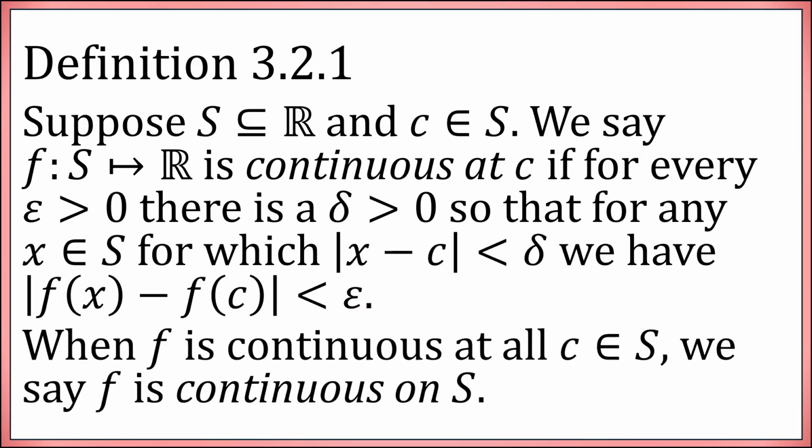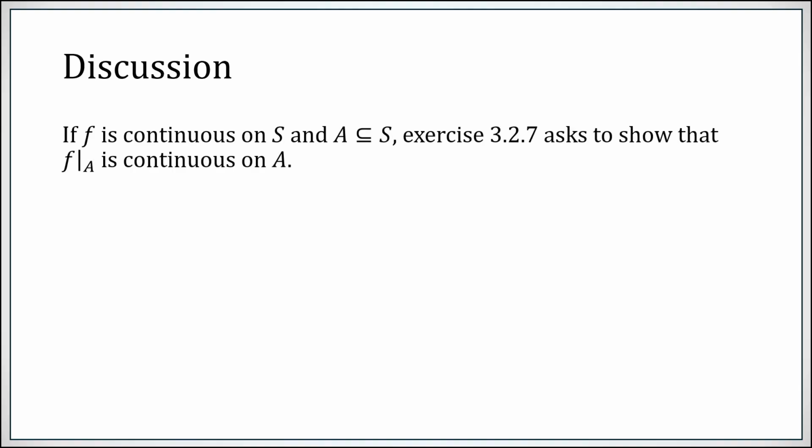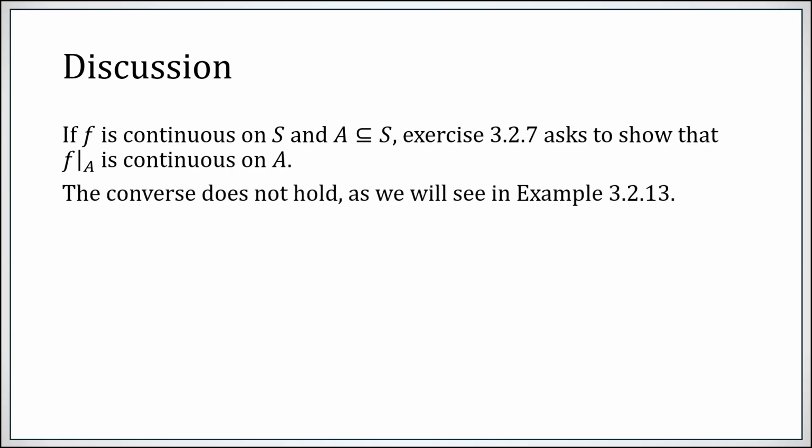When f is continuous at every point in a set S, you simply say the function is continuous on the set S. Now, if f is continuous on S, so it's continuous at every point in S, and A is a subset of S, there is an exercise that asks us to show that the restricted function is continuous on A. The converse doesn't hold in general. We will see an example of that in this section.